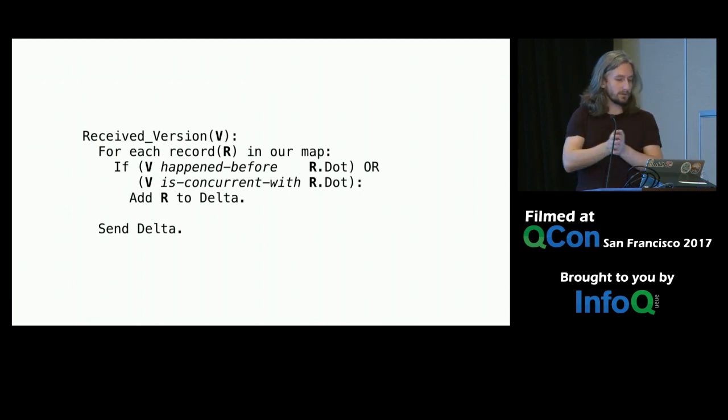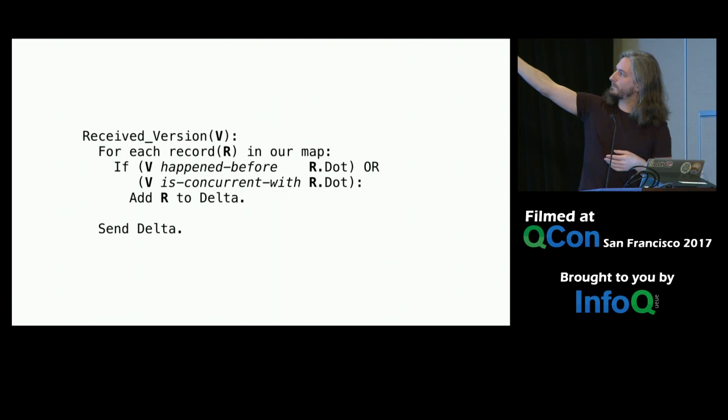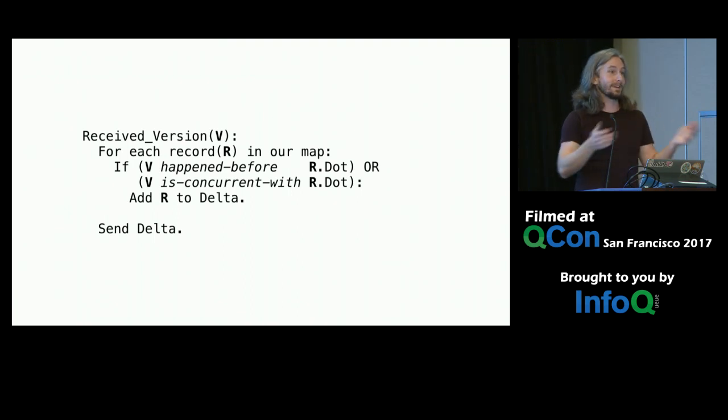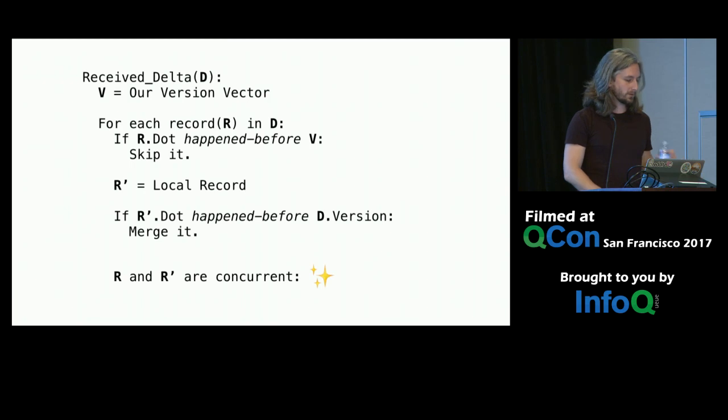Great. So yes, if the version happened before our individual record or is concurrent with it, we add it to the delta. Great, that's it. That's actually all we do. Then we send the delta back. And then the merge function here is actually slightly more complicated, but really not that bad.